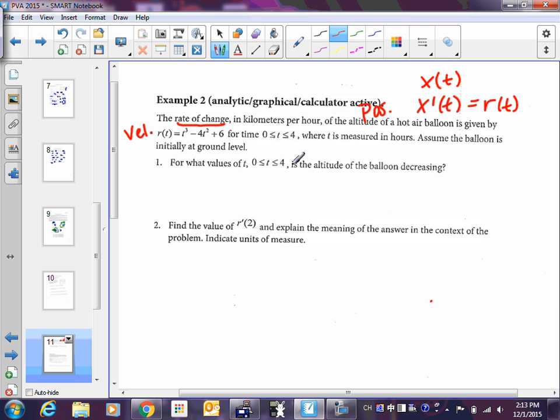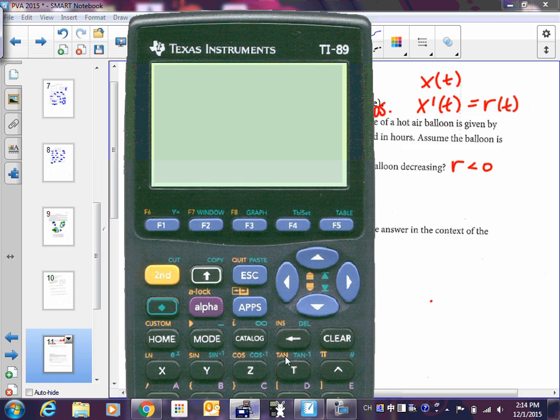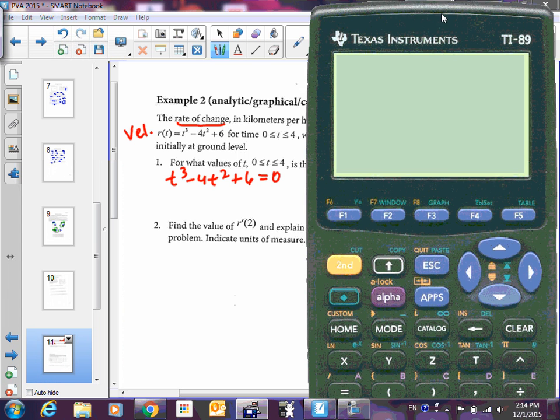Okay, so for what values of t in the closed interval 0 to 4 is the altitude decreasing? If I want to know where the altitude is decreasing, I want to know where r is negative. I don't need to take this thing's derivative. It already is the derivative of the altitude. So it would just be t cubed minus 4t squared plus 6. First of all, let's see where it equals 0, and then we'll do a sign chart to figure out the rest. This is where you're going to need the calculator. You can't do this without the calculator.